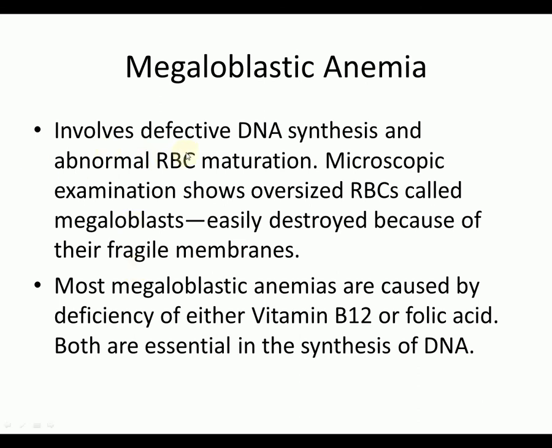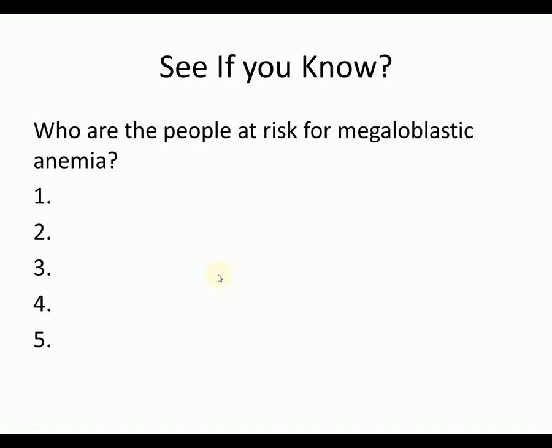Now let's talk about megaloblastic anemia. It involves defective DNA synthesis and abnormal red blood cell maturation. Microscopic examination shows oversized red blood cells called megaloblasts. They're easily destroyed because they have a fragile membrane. Most megaloblastic anemias are caused by deficiency in either B12 or folic acid. Both are essential for the synthesis of DNA. And I said these patients will have pernicious anemia. Who are the people at risk for megaloblastic anemia?